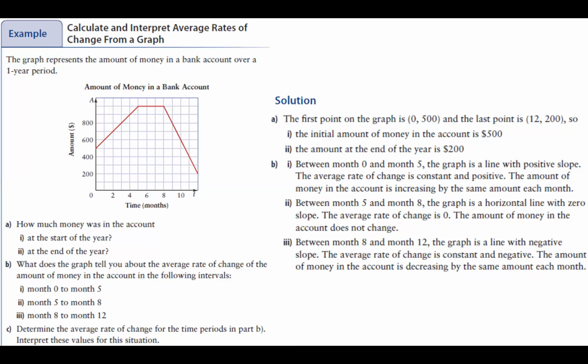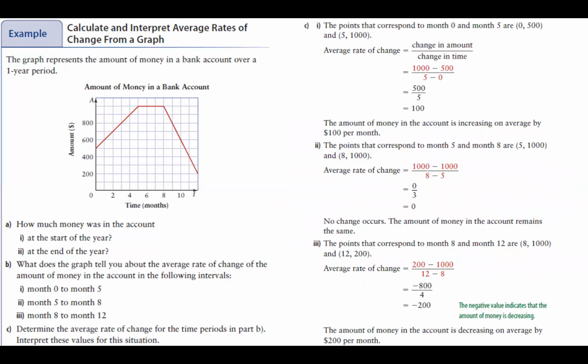Third, between month 8 and month 12, the graph is a line with negative slope. The average rate of change is constant and negative. The amount of money in this account is decreasing by the same amount each month. Any questions? No? Okay.